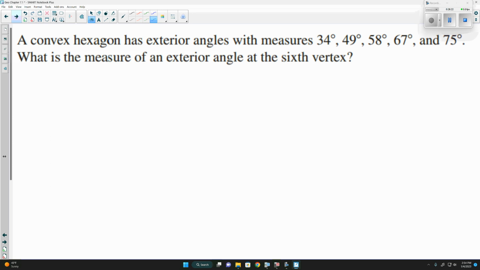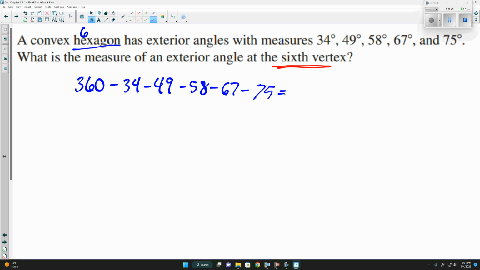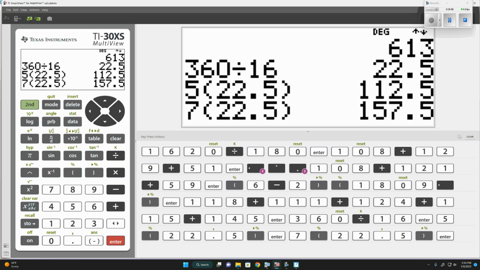So this here would have, hexagon is 6 angles. Just add all those up, divide it by 360. Well, so 360, and we subtract 34, 49, 58, 67, and... wait, so that's a 7-sided shape. Heptagon. Yep. Because if we wanted to do this in the calculator, we could do it that way.